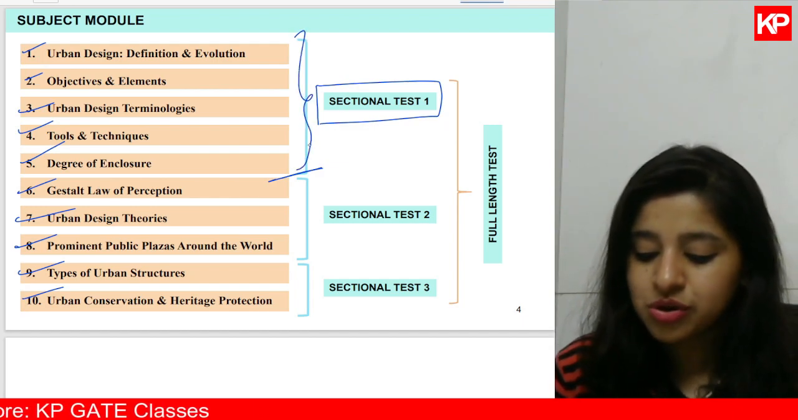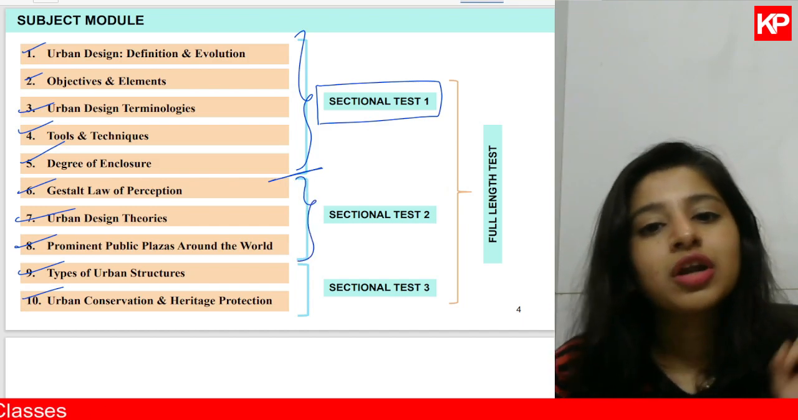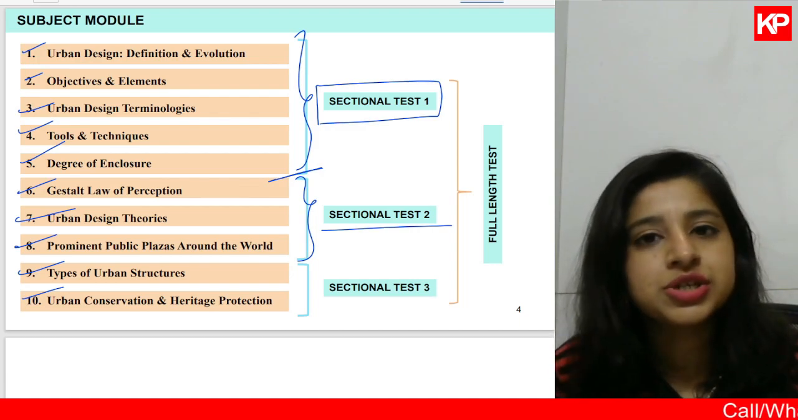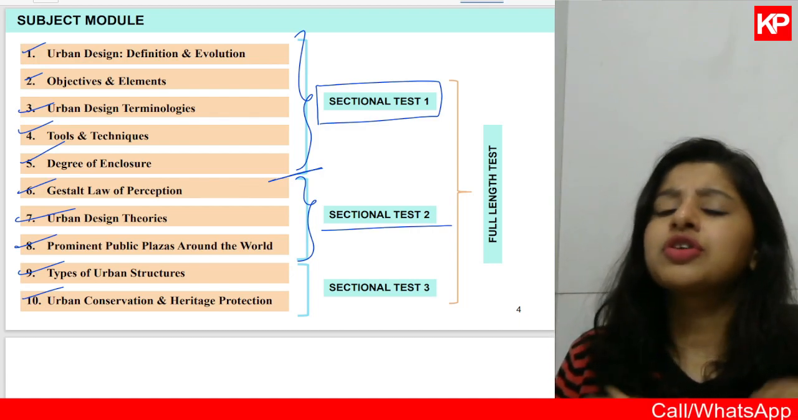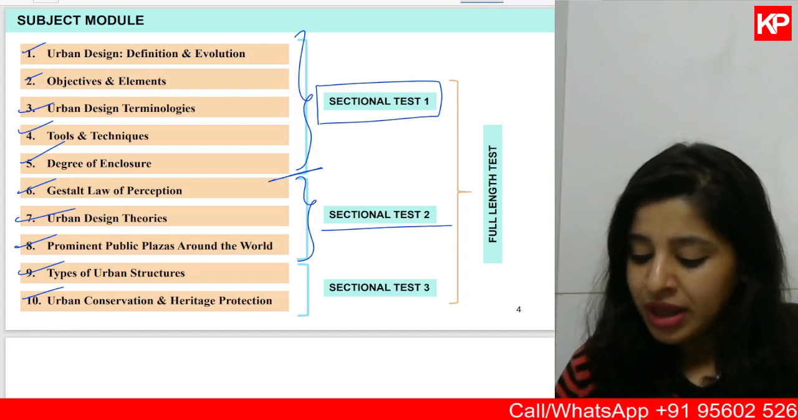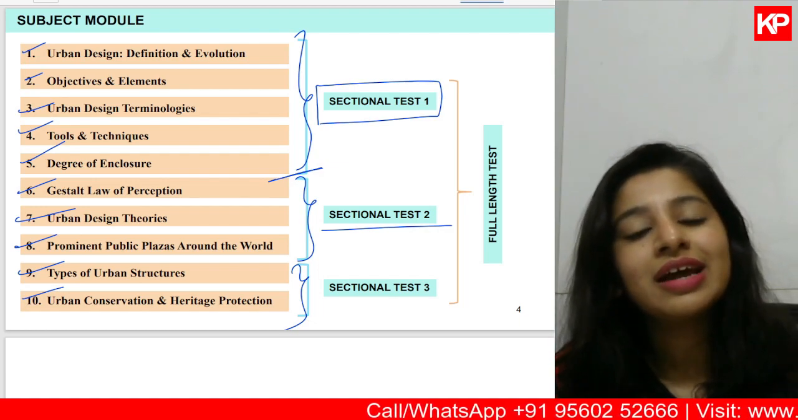Sectional test 1 is based on whatever you have studied in the first 5 modules. Then from 6 to 8 modules, when you are done with that, we have the sectional test 2. That means all the questions are based on the sectional test 2. So you have studied it, you'll revise it, you'll attempt a sectional test and check how much you have understood. And then we have sectional test 3, which is after the completion of 9th and 10th module.